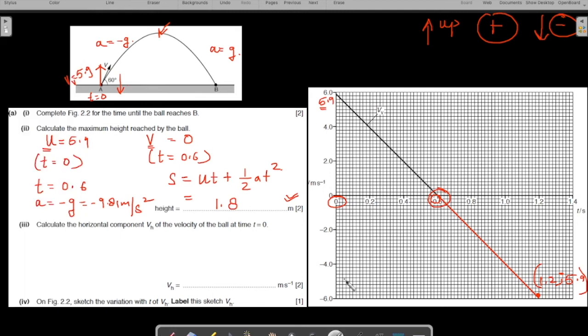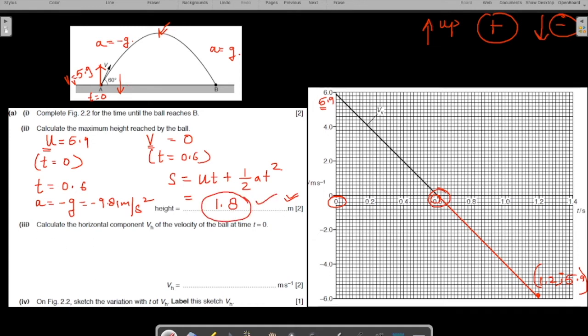Alright, so try using, I'm keeping this question open-ended. You can use any of the formulas, whichever you wish to use, and then use it. You should be getting the same answer, which is 1.8 meters.